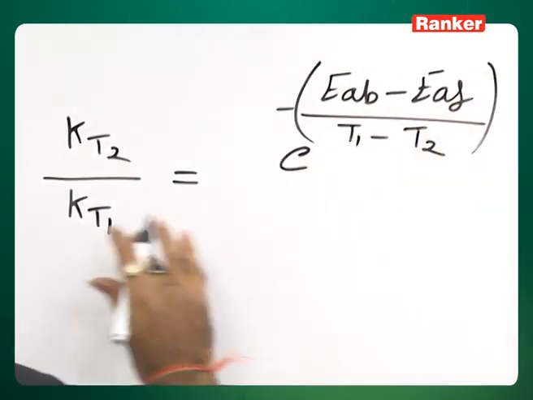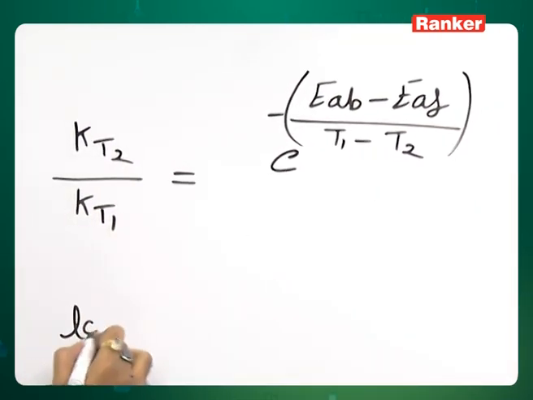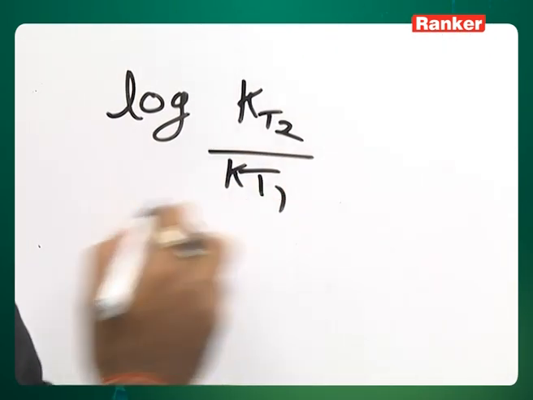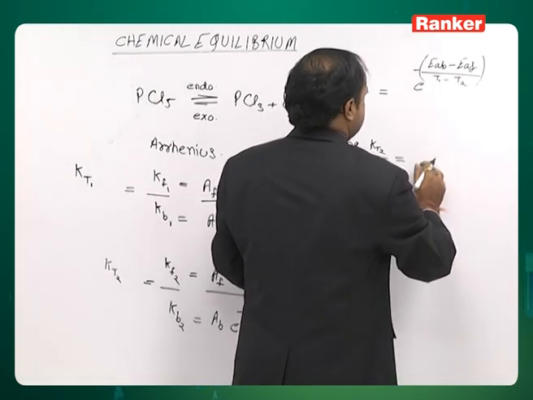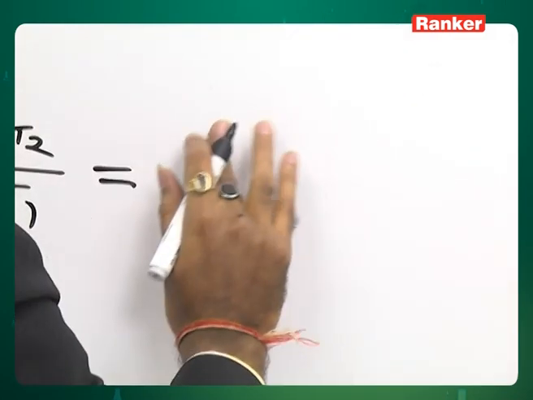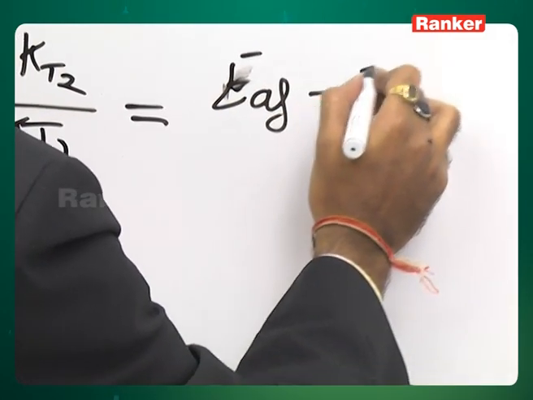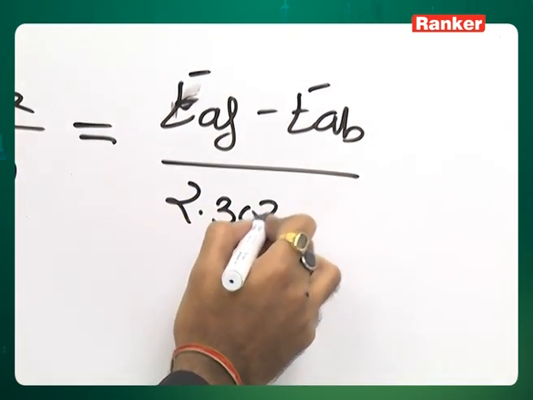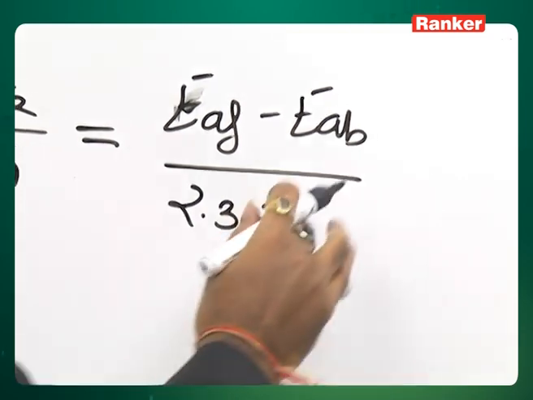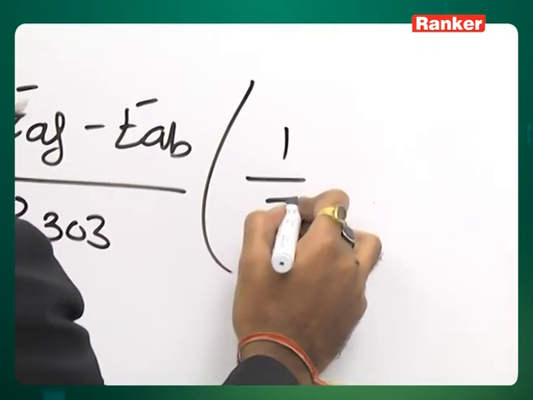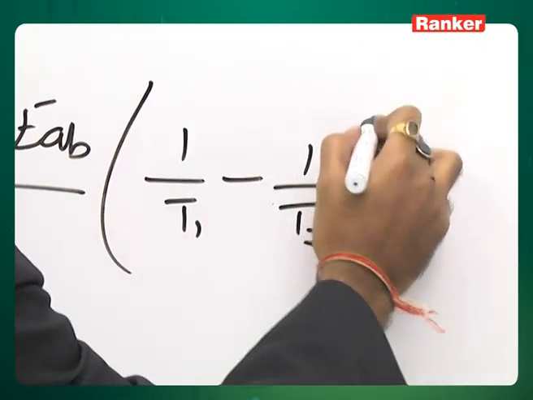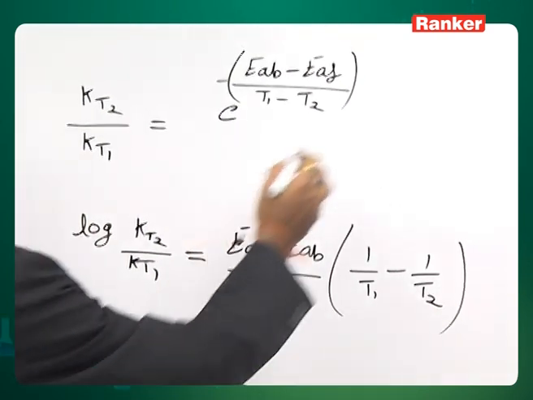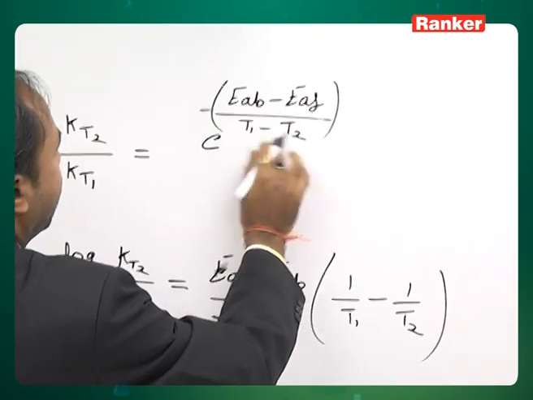We put log on both sides, so it becomes log K2 by K1 equal to EAF minus EAB upon 2.303, into 1 by T1 minus 1 by T2 here. Clear? Now this I also comes here, EAB minus EAF upon T1 minus T2.